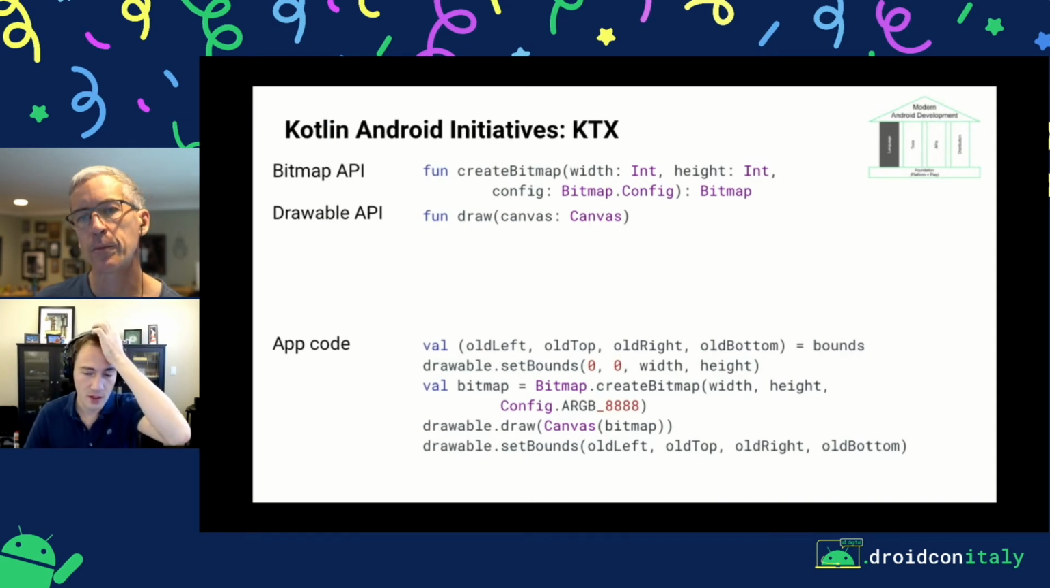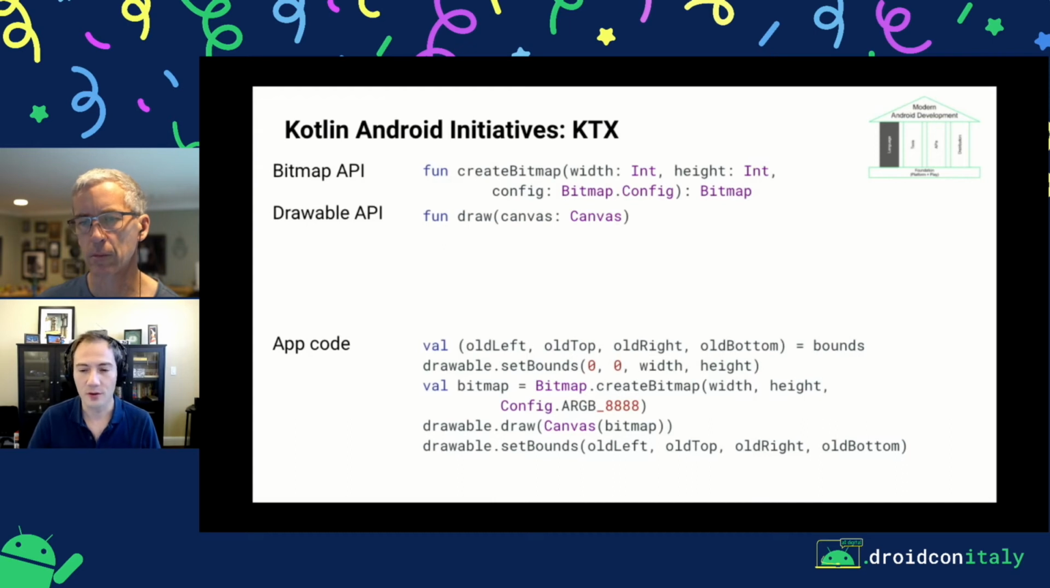So first of all, we need to take the bounds of our drawable and remember them. Here you can see another cool feature of Kotlin. It's the destructured assignment, where we can split an object into its more fundamental components, in this case, the coordinates of the rectangle. Then we're going to set the bounds of the drawable to match the bounds of the bitmap that we want to draw the drawable into. Then we create our bitmap, we specify the width and the height, and 90% of the time your configuration is going to be ARGB_8888.